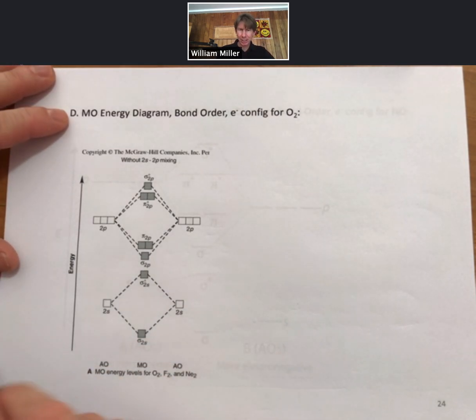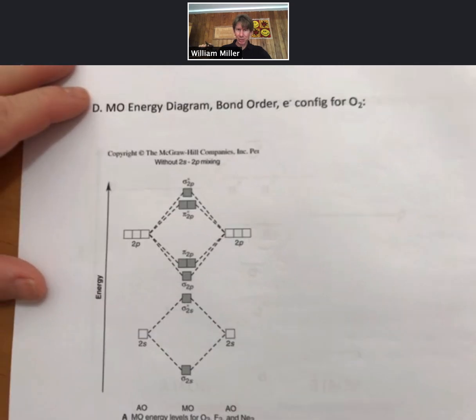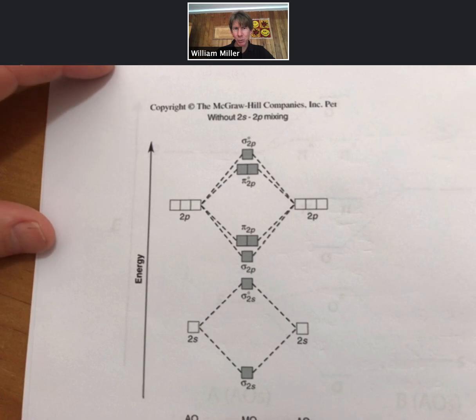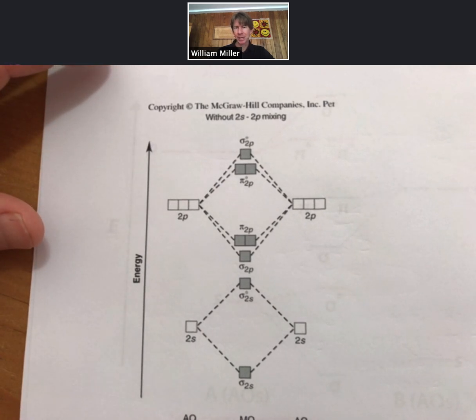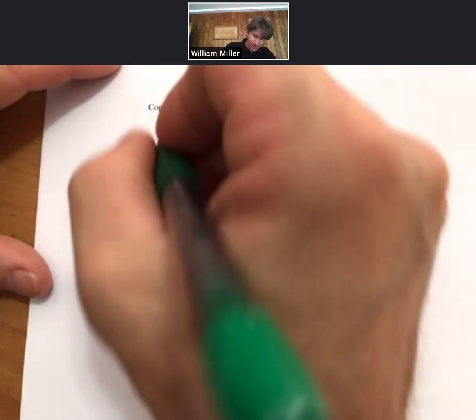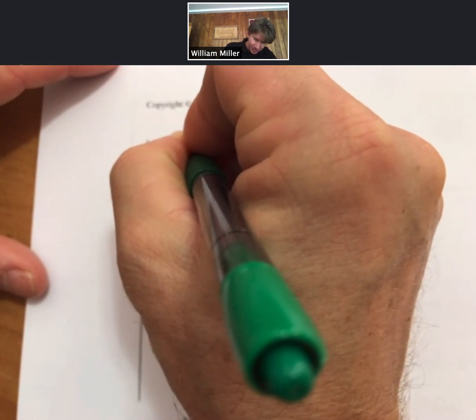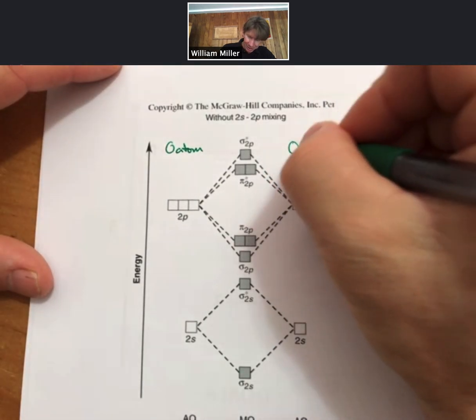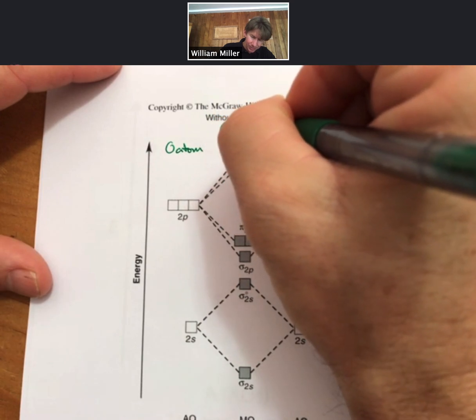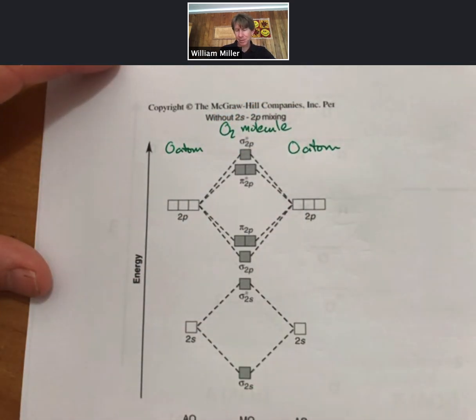And this one I've got a pre-drawn picture here, so let's zoom in a lot. There we go. We haven't even drawn the 1s's because 1s's are core electrons and they will not participate in the bonding. We're starting with the 2s, and so on the left here, this time with boxes, there will be an oxygen atom. On the right, there will be an oxygen atom. And in the middle will be an O2 molecule with all of its molecular orbitals.